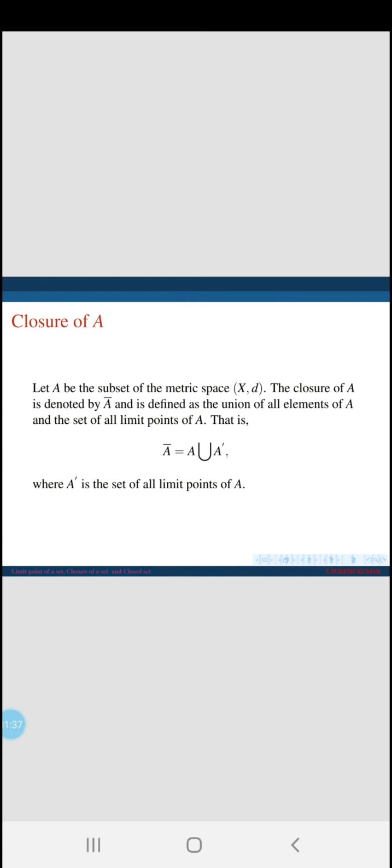Next, we are going to see the definition of closure of a set. Let A be a subset of the metric space (X, d). The closure of A is denoted by A closure and defined as the union of A and the set of all limit points of A. That is, A closure is equal to A union A dash, where A dash denotes the set of all limit points of A.